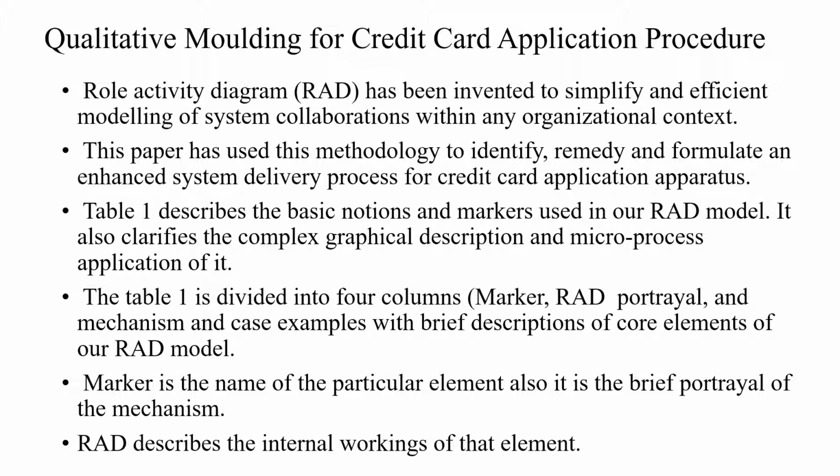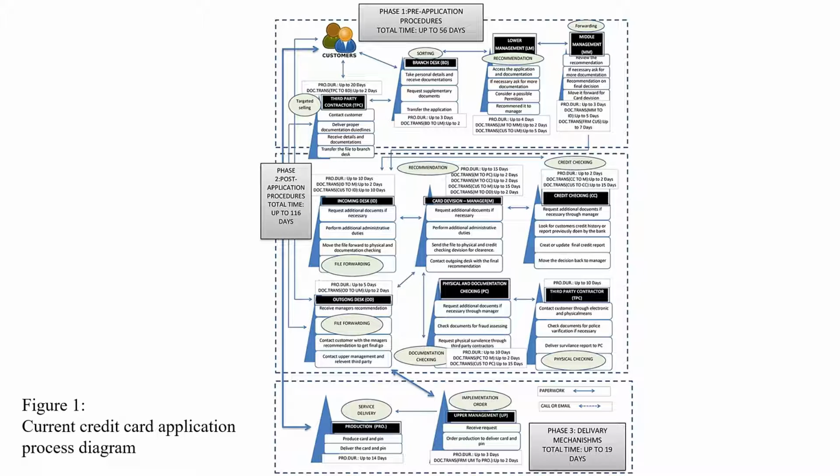Marker is the name of the particular element. Also, it is the brief portrayal of the mechanism. RAD describes the internal work. In this flowchart you will see the current credit card application process diagram. In phase 1, the pre-application procedure takes a total of up to 56 days. In phase 2, the post-application procedure takes up to 116 days. And in phase 3, the delivery mechanism takes up to 19 days.